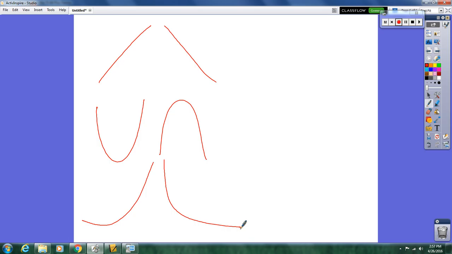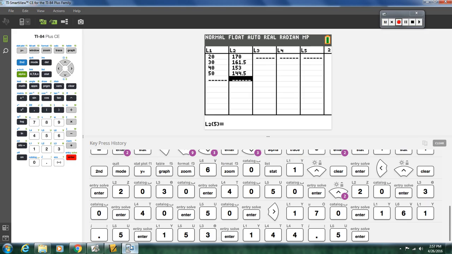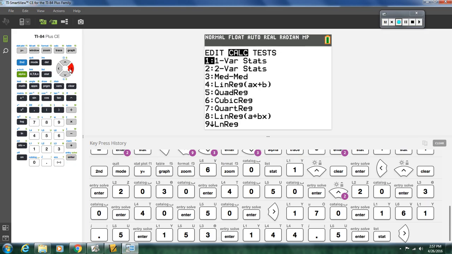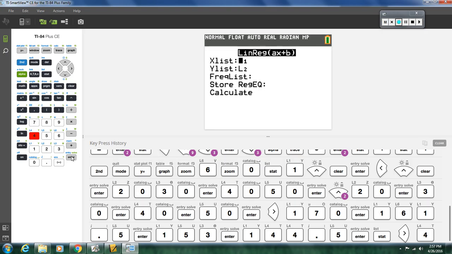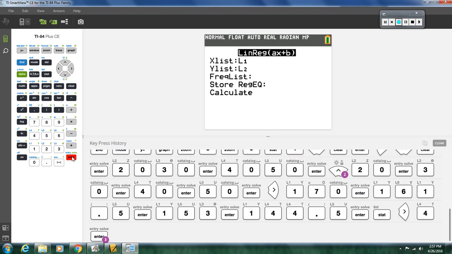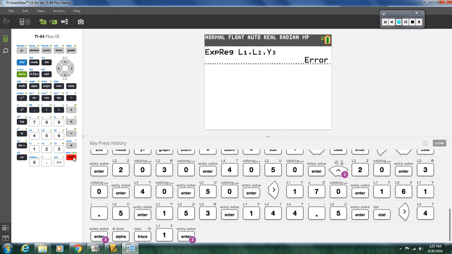Okay, so all right, so we're back in here. We've got our numbers in here. Let's do an exponential, or not exponential, a linear regression. So stat, calc, 4, stored in Y1: alpha, trace, 1, and calculate. Sorry about it.